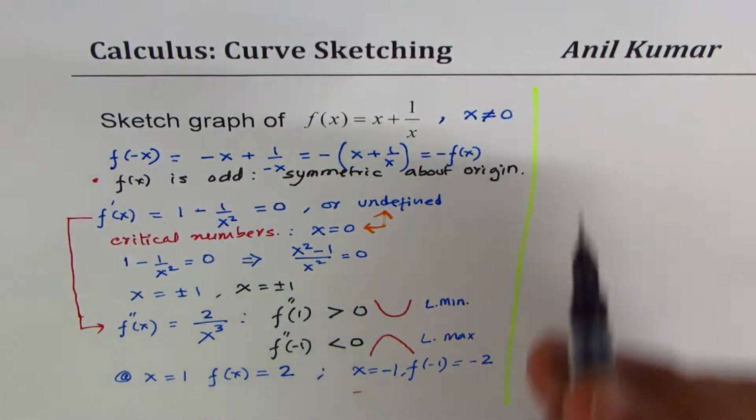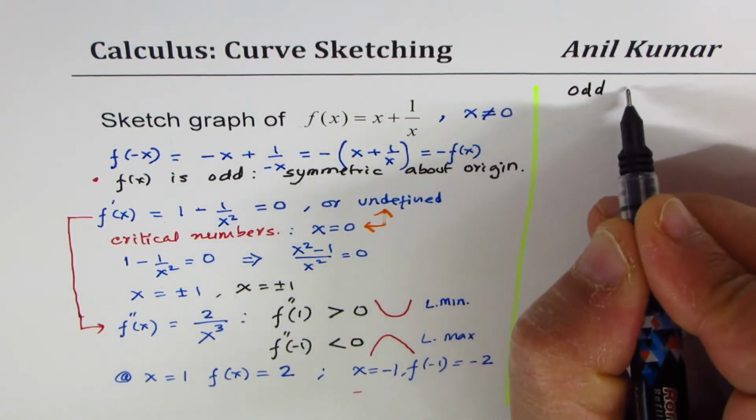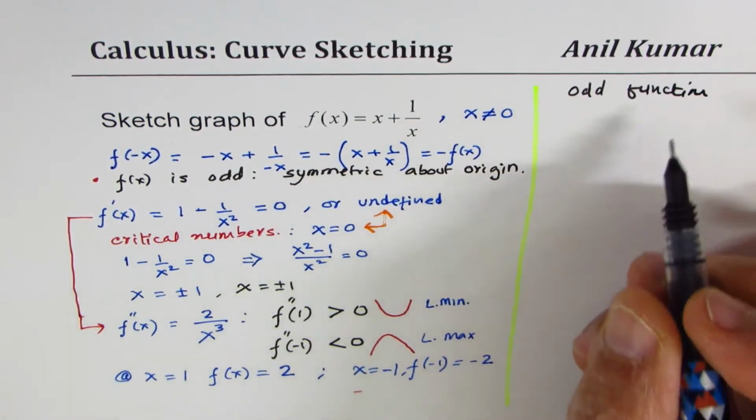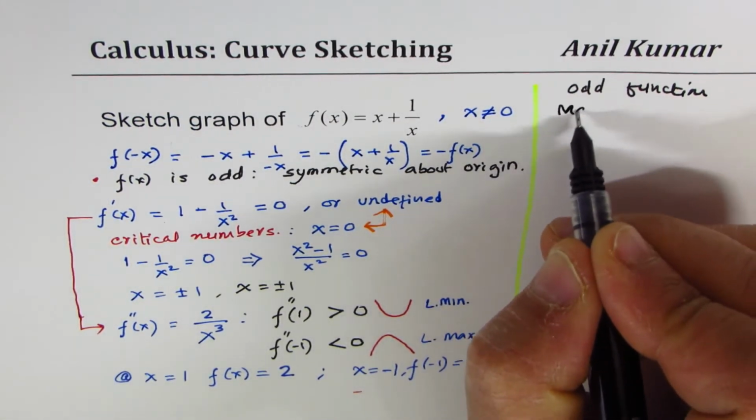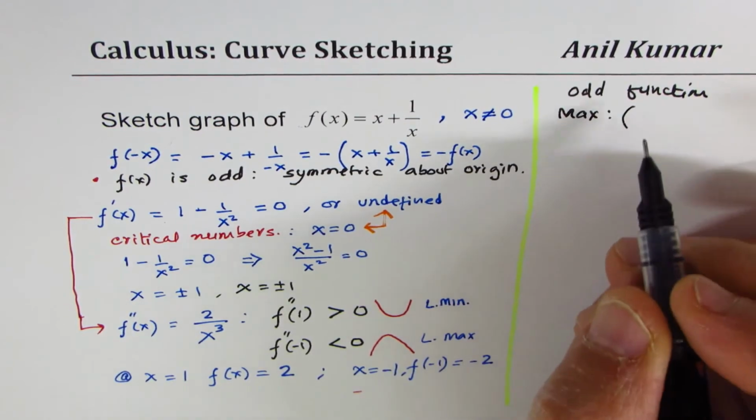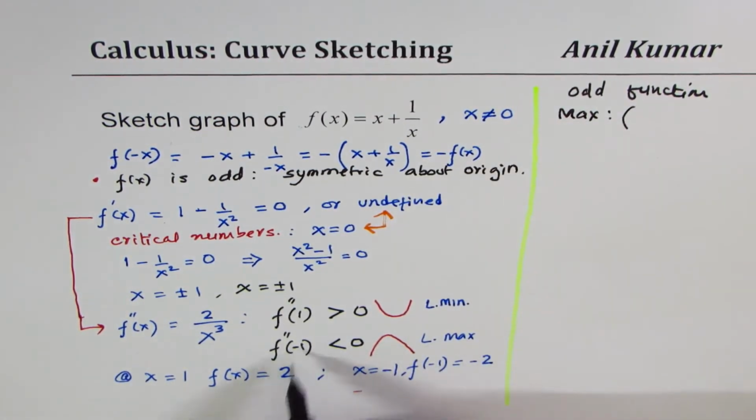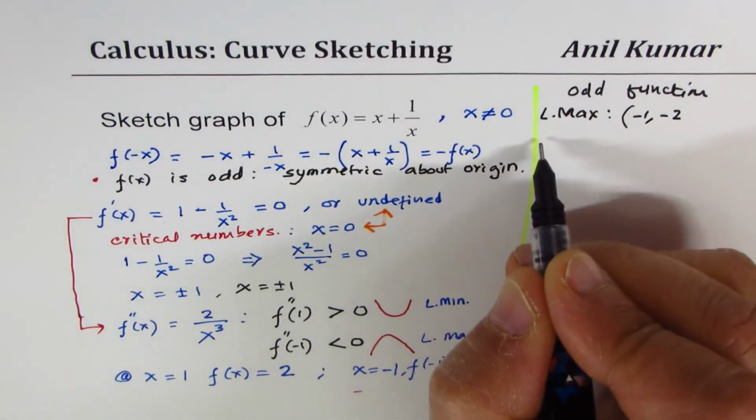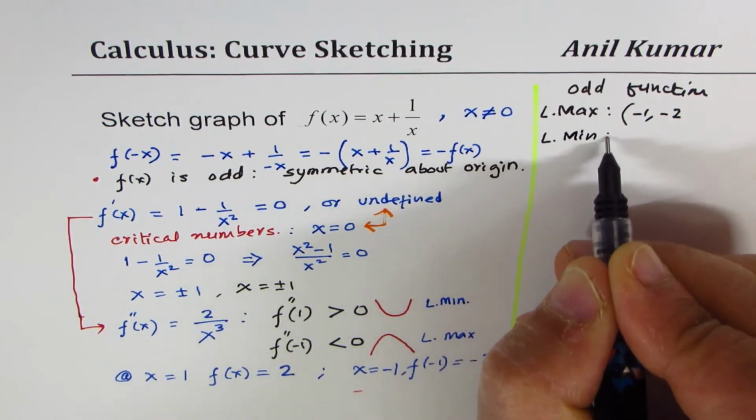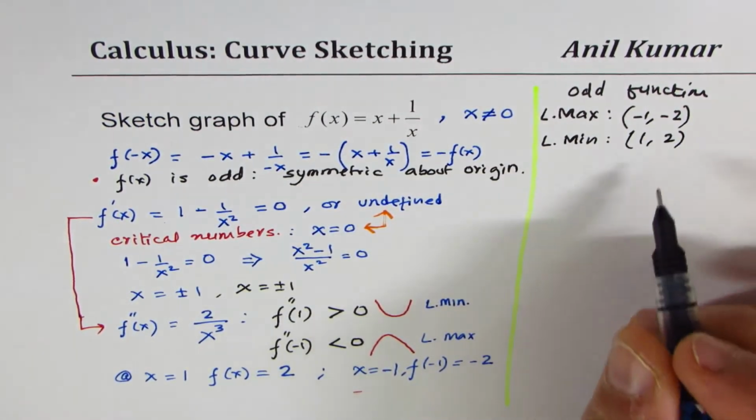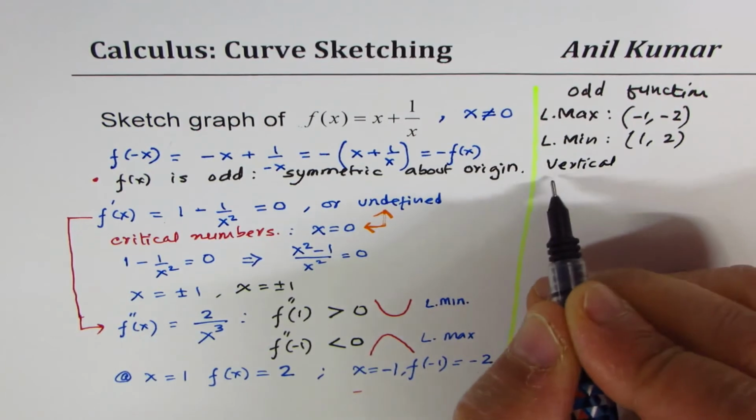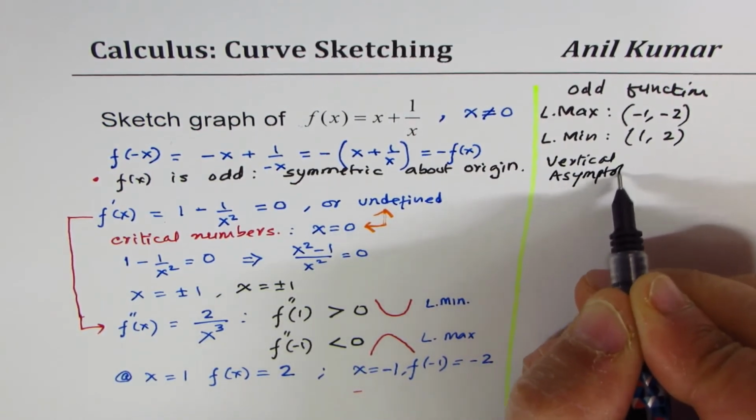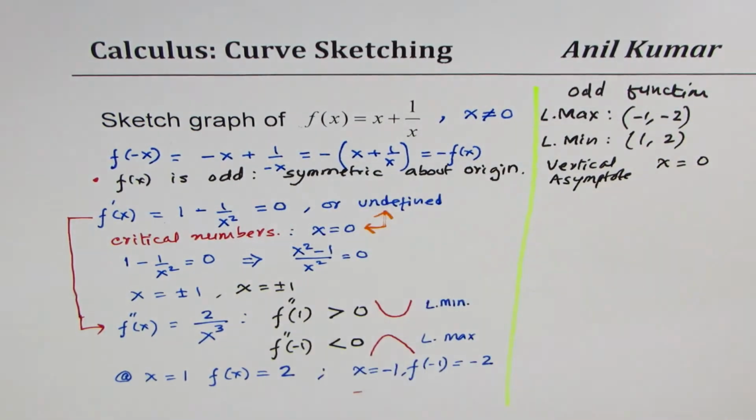So what we have found here is one odd function, correct? Then we also found that the local maximum is at minus 1 and the y value is minus 2. This is the local maximum, and the local minimum is at 1, the value is 2, correct? And we also have a vertical asymptote at x equals 0. That is the vertical asymptote, right?